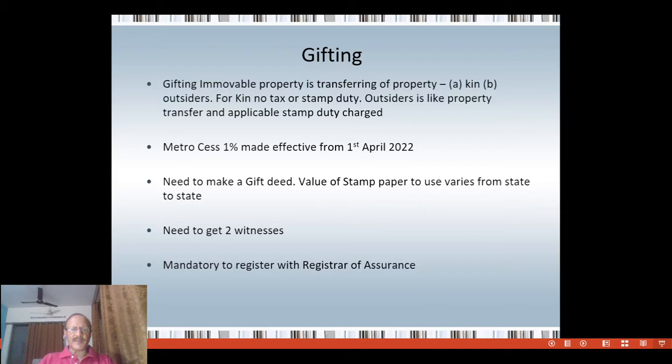Gifting immovable property is like transferring of property. It can be either given to a kin or outsiders. As I mentioned, there is no tax or stamp duty if it is kin, but if it is an outsider, stamp duty is applicable. The 1% metro cess which is charged is different, as the registration charge is different. You need to make a gift deed, you need to value it, and it varies from state to state. You need to have 2 witnesses, and it is mandatory to register the gift deed with the registrar of assurances.